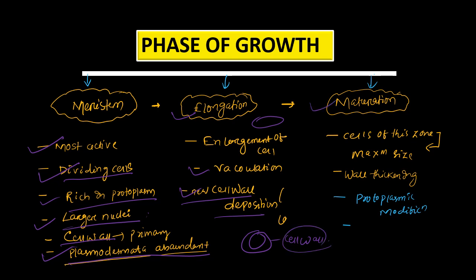Next is maturation. Maturation means the cell gains maximum size. And finally, the deposition of cell wall shows wall thickening. The wall of the cell shows thickening. There is also protoplasmic modification; the protoplasm is also modified in this stage. It is the last stage, where the cell gets maximum size.